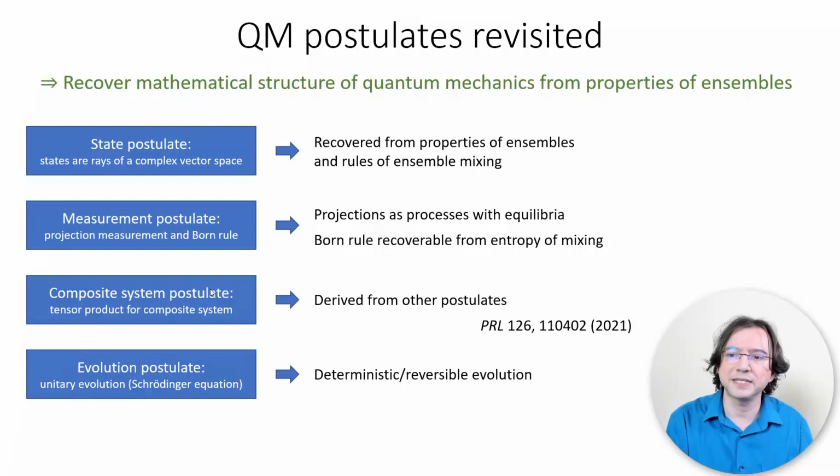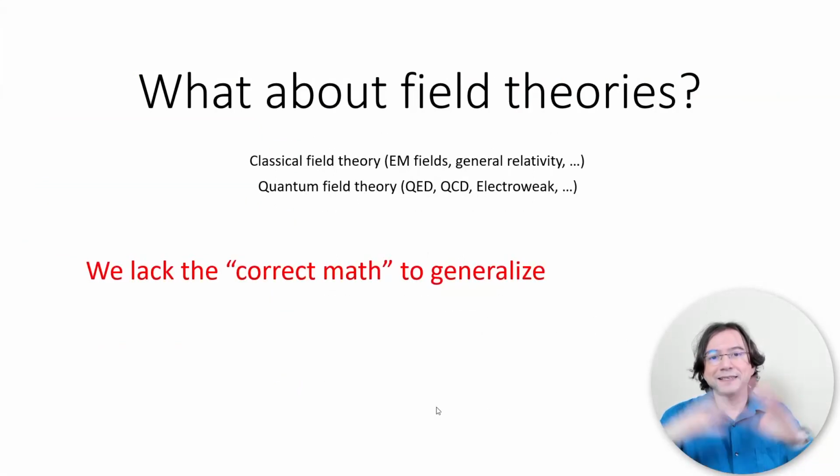For the composite system postulate, we already have a paper that shows it can actually be derived from the 2 previous postulates and basic requirements of composite systems. And then there's the evolution postulate, the one for the Schrödinger equation. Again, that can be recovered just by looking at deterministic and reversible evolution. So that's in a nutshell for quantum mechanics.